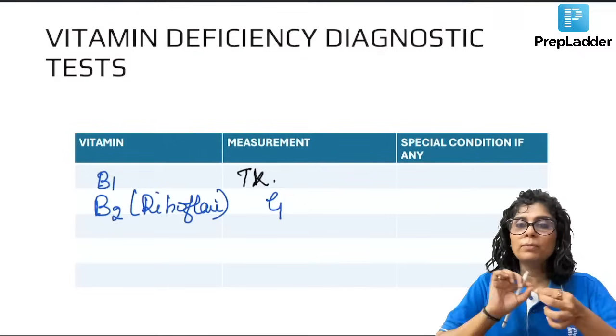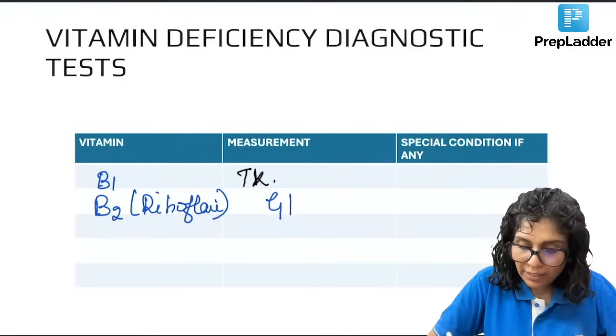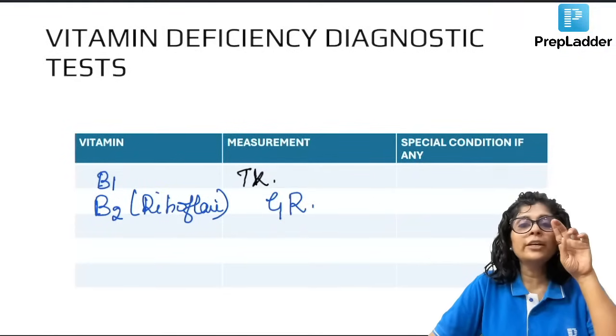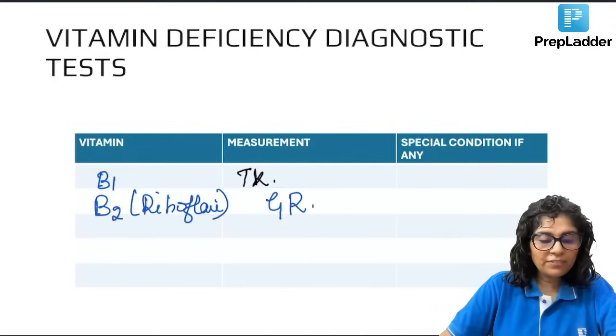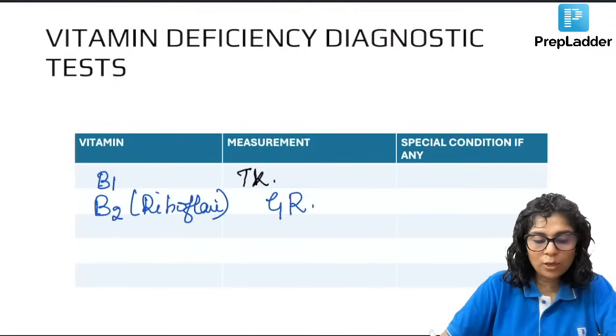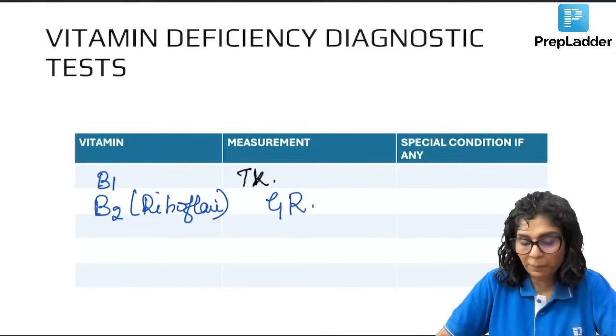For riboflavin, you remember glue. So riboflavin deficiency, what will you estimate? RBC glutathione reductase activity. For riboflavin deficiency, very good. It is RBC glutathione reductase activity.